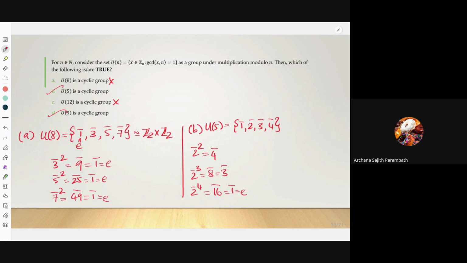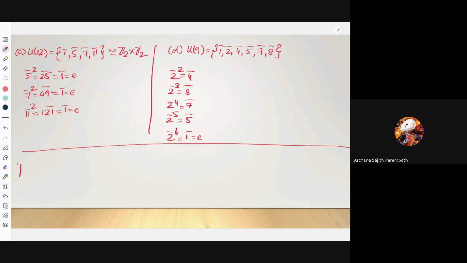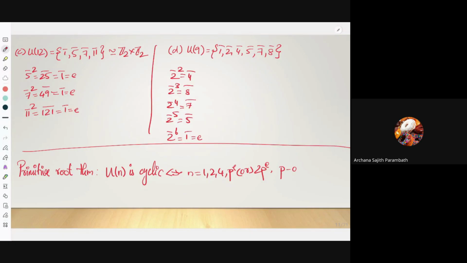So now I'd like to save time for you all here, and this could be used in the exam. You can remember this if you want, which is called the primitive root theorem. I won't get into the proofs anyways. So U of n is cyclic if and only if n equals 1 to 4, p power e or 2 times p power e, where p is an odd prime and e is greater than or equal to 1.